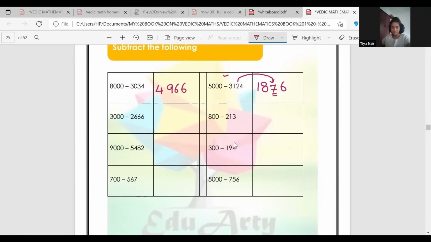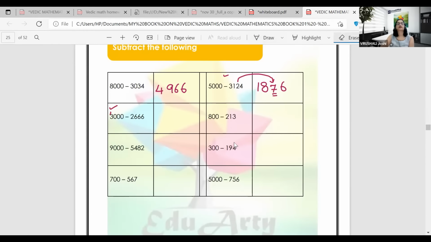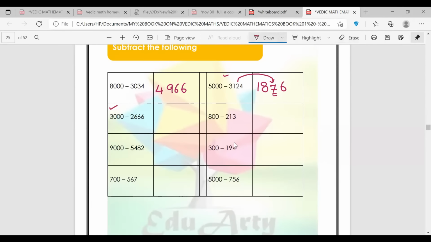Priyanshi, will you be able to help us with this question? Ma'am, can I solve and tell you? No problem. If you have understood the method, you can just tell me on the board itself.